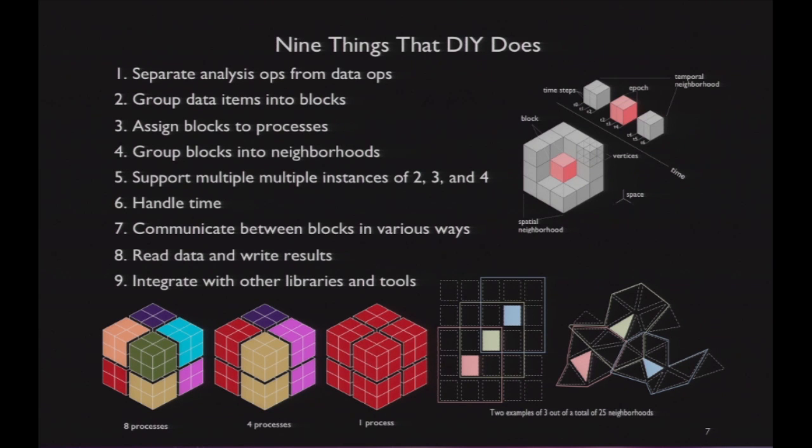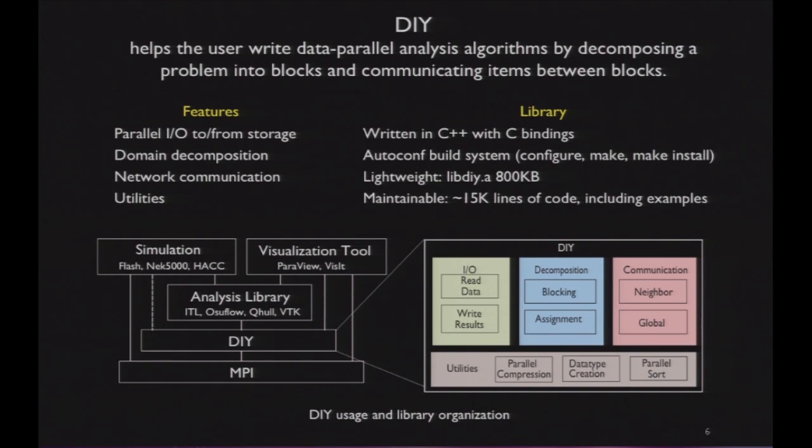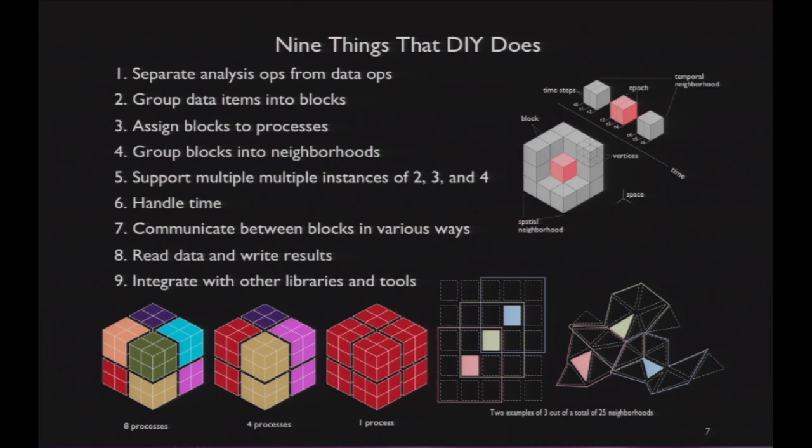So things that DIY does, we can name nine main things that you would need if you were parallelizing your own analysis. The first is to recognize what these data movement operations are and separate them from the things that are specific to your analysis, right? That's this line right here between things that are specific to what you're doing and things that are common to all of these problems, and that's what DIY is. So the first step is just to separate analysis operations from data operations. That's really the whole motivation for DIY, right?